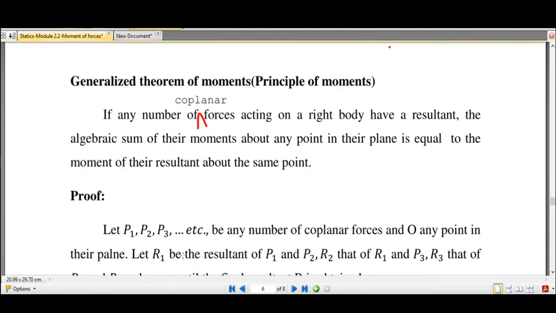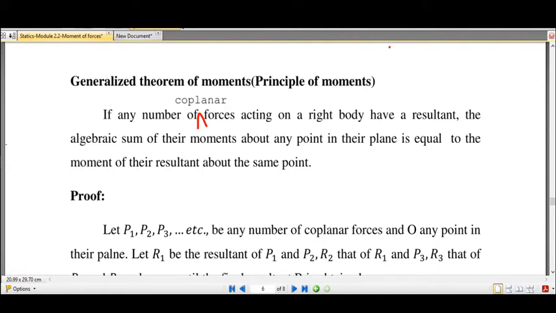In the last video we discussed what are called coplanar forces. What are coplanar forces? If all the forces lie on the same plane, they are called coplanar forces. Suppose some forces act on one plane and the remaining forces act on another plane, then those forces are called non-coplanar forces. Now we are going to discuss what is called the generalized theorem of moments, or the principle of moments.